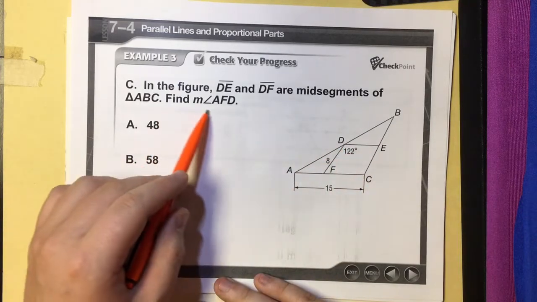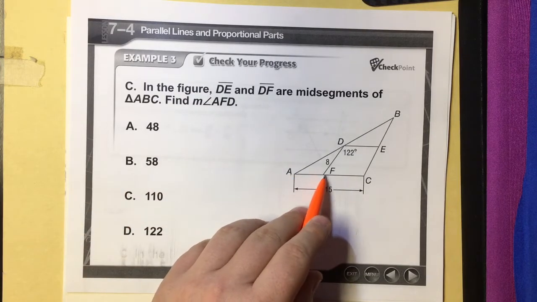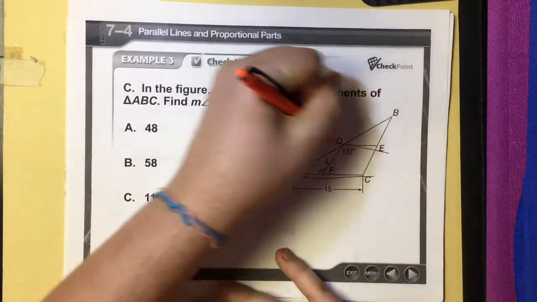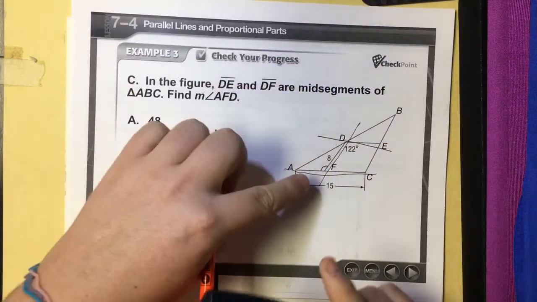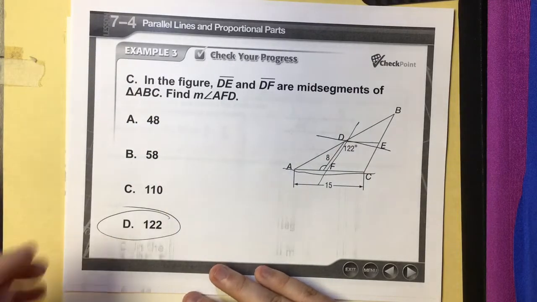We again have some mid-segments. It wants us to find the measure of AFD. A to F to D is this angle here. Two parallel lines cut by a transversal, alternate interior angles are congruent.